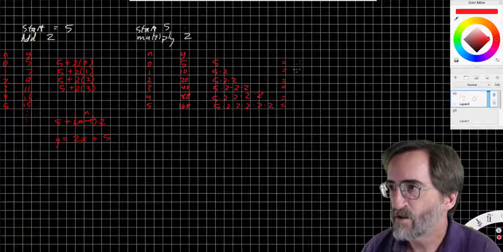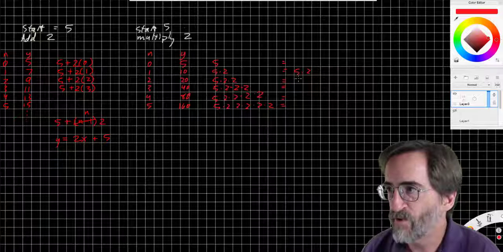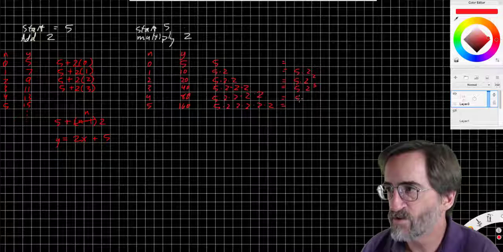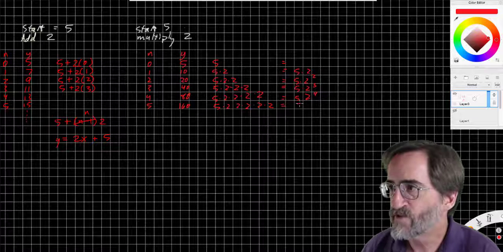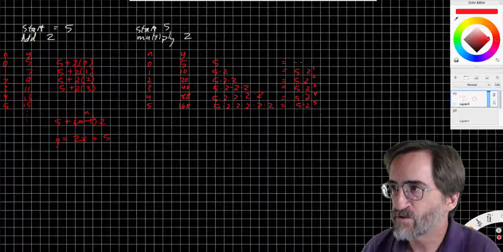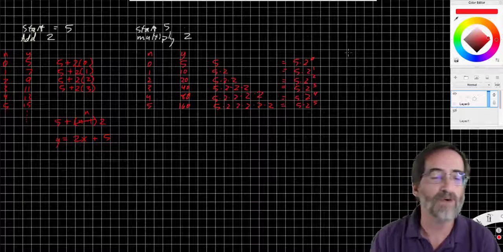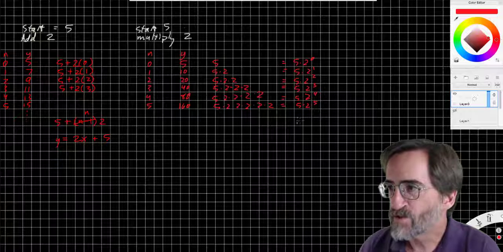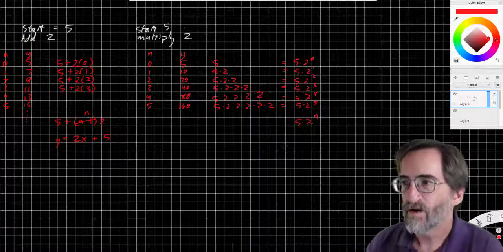This is simply 5 times 2. I'll come back to that one. This is 5 times 2 to the second. 5 times 2 to the third, 5 times 2 to the fourth, 5 times 2 to the fifth. Going backwards, this is 5 times 2 to the 1, and this is 5 times 2 to the 0, and anything to the 0 power is 1, right? So we have a general rule. This is 5 times 2 to the power of n, right?